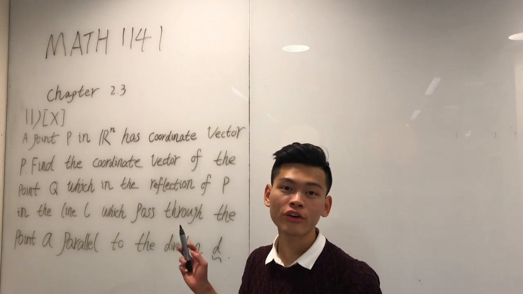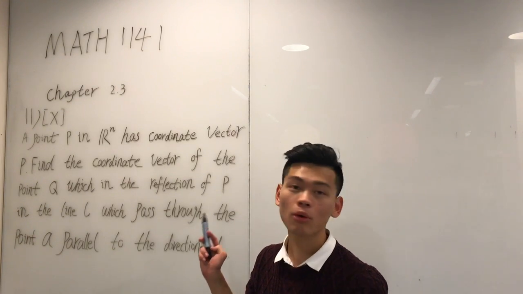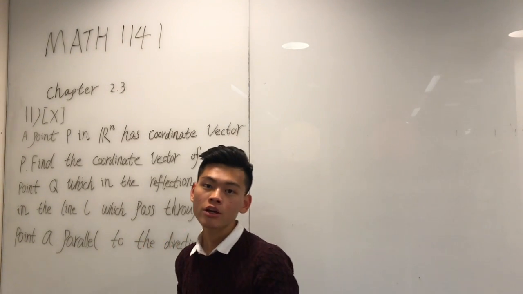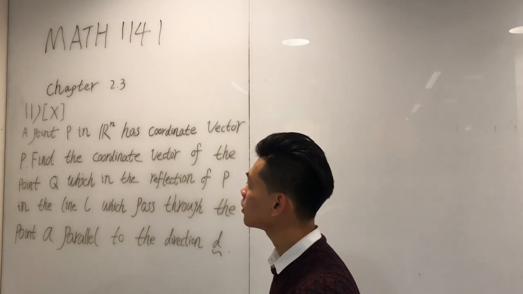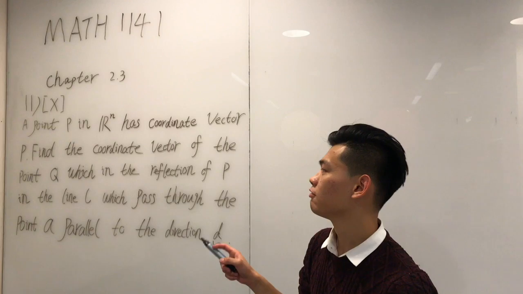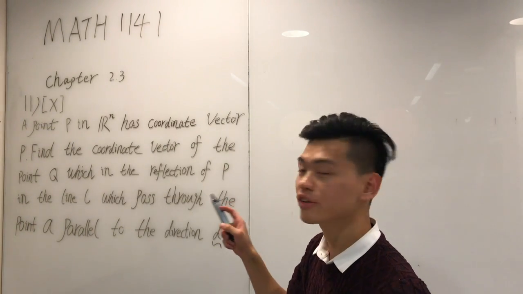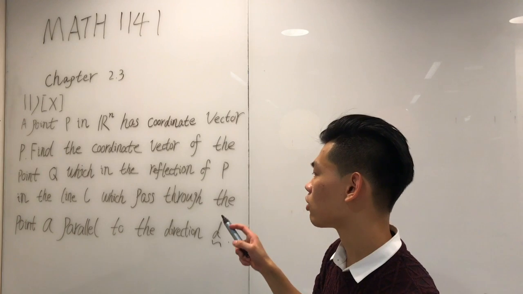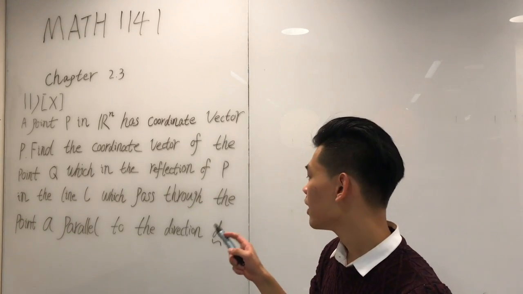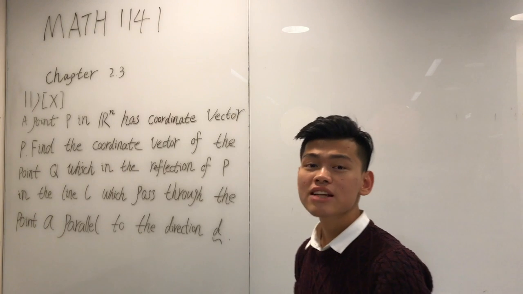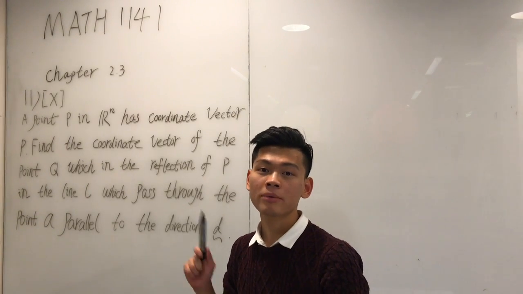So for this tutorial, I will talk about Math1141, chapter 2, question 11, X question. So now let's look at the question. A point P in Rn has a coordinate vector P. Find the coordinate vector of the point Q, which is a reflection of P in a line L which passes through the point A and is parallel to the direction D. Okay, for this type of question, firstly we need to draw the picture.